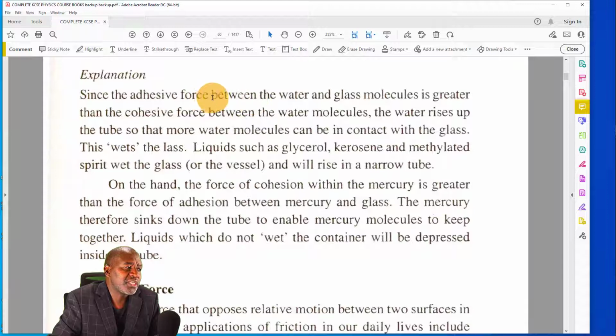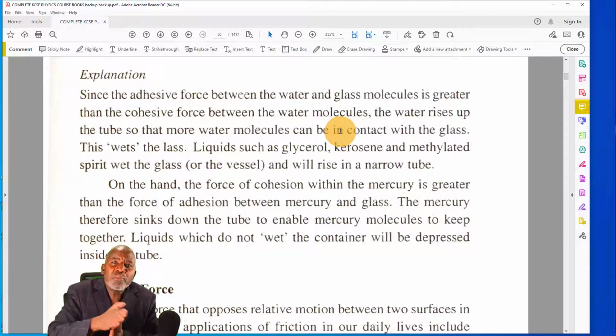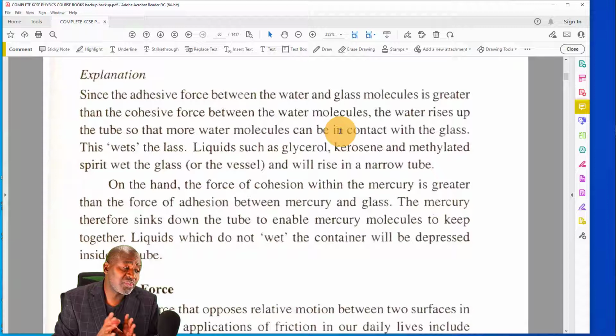The adhesive forces between water and glass molecules are greater than the cohesive forces. That is why the water rises up the tube, so that more water molecules can be in contact with the glass. As the water tends to fulfill that condition, it ends up rising up the tube. Of course, we say that this wets the glass.